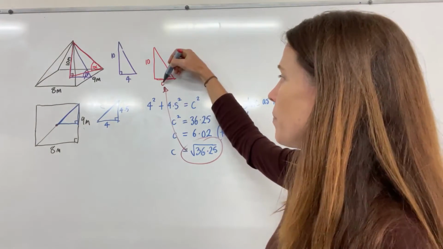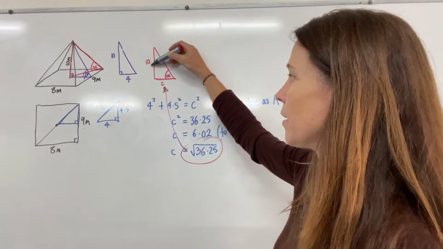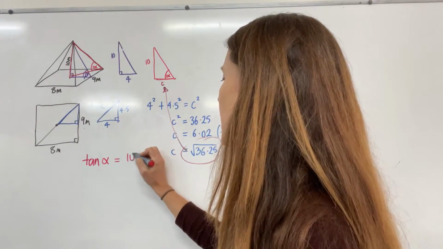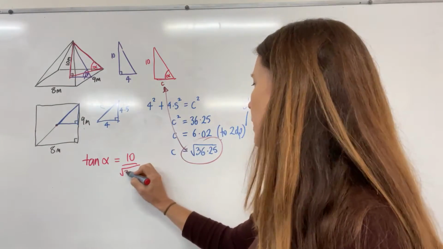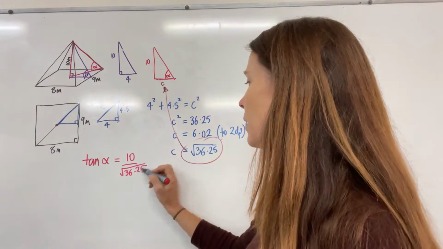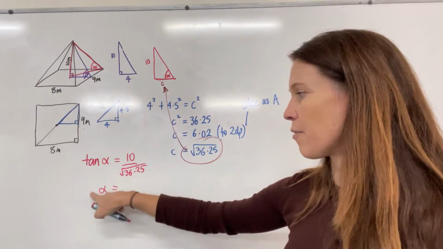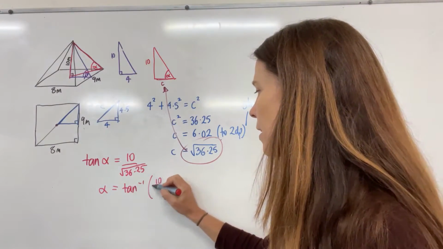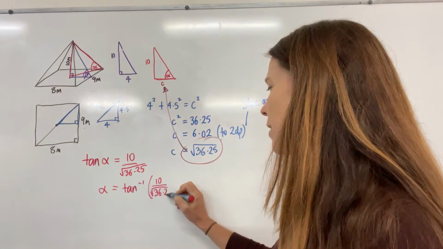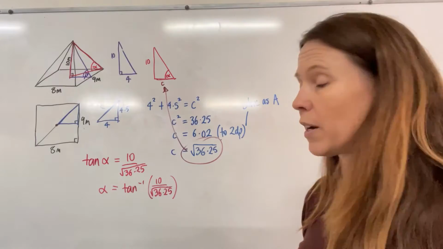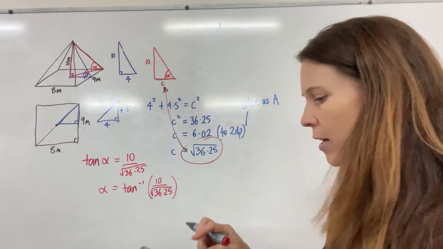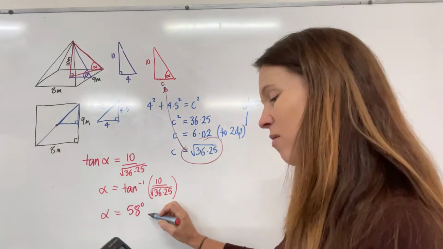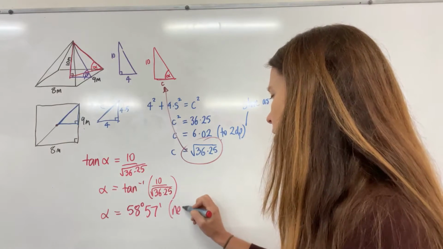So now in this triangle, I've got my opposite side and I've got my adjacent side. So I need to say that the tan of alpha is 10 over, and I could put it in here as the square root of 36.25. So if I want to find alpha, I need to take the inverse tan of this. And if I put it in like this, either with the square root of 36.25 or as alpha A on the bottom, I'll get it in exact form. And we get 58 degrees and 57 minutes to the nearest minute.